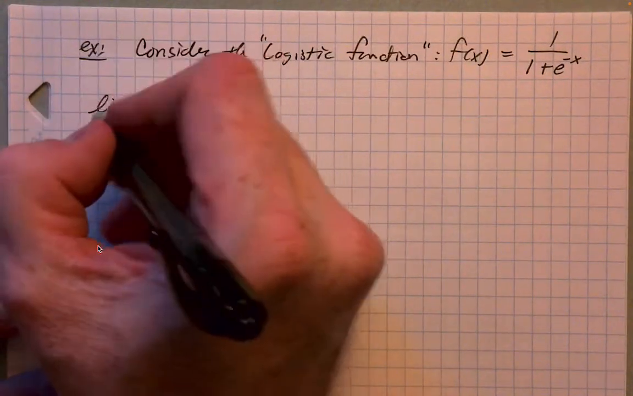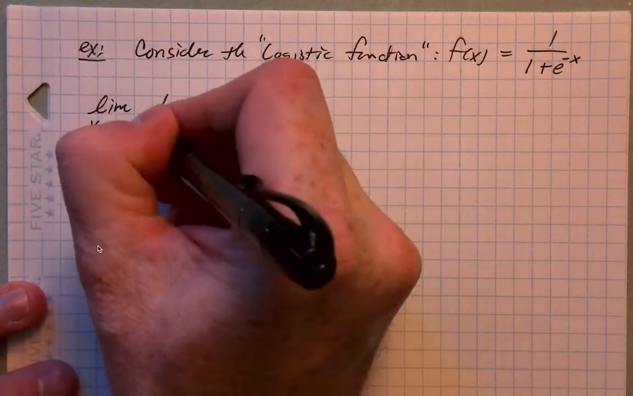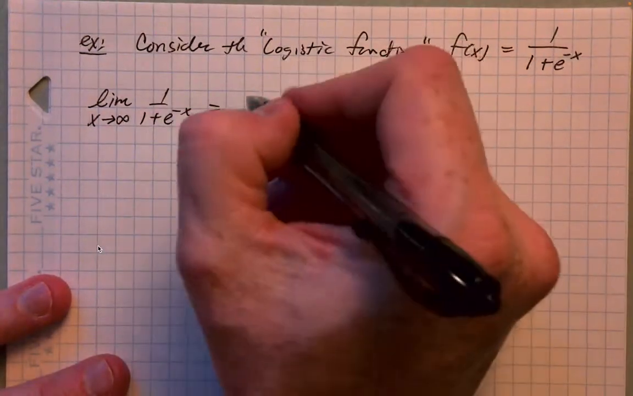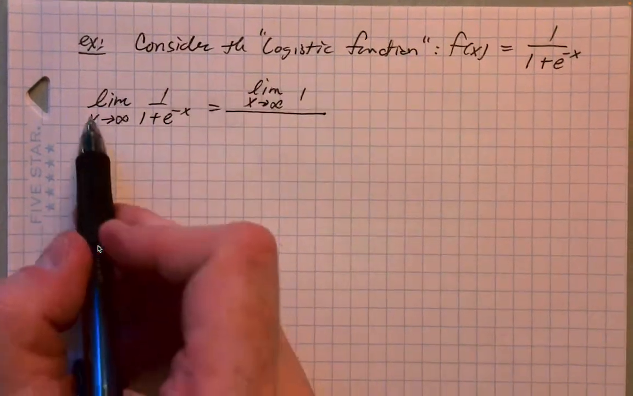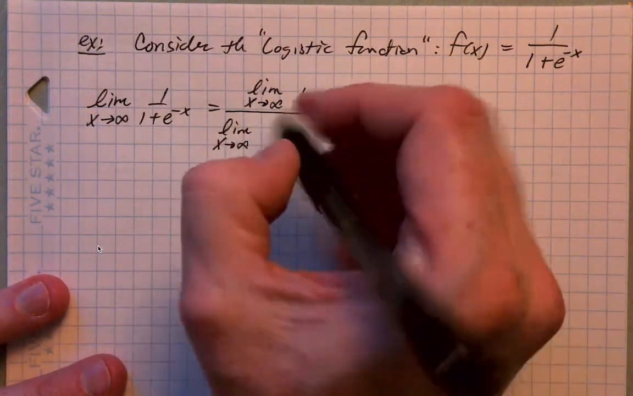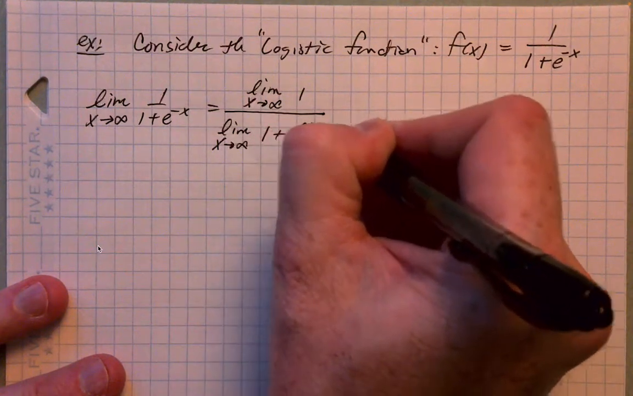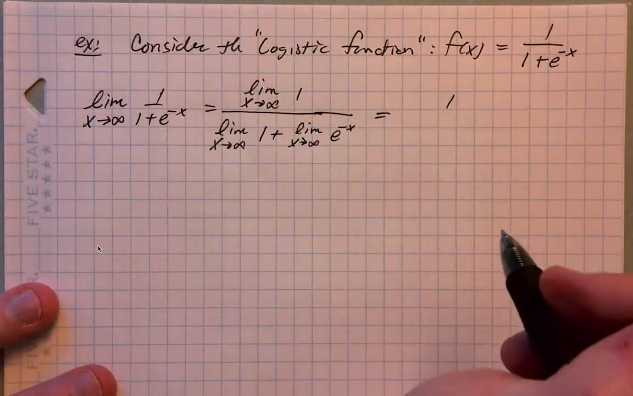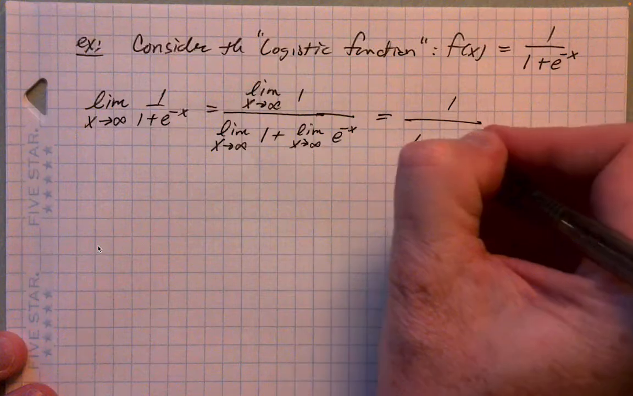So what is the limit of the function as x approaches positive infinity? Well, again, we can break this all up. And then I can move the limit into the denominator here as well, and I can also break it up. So I'm just going to do that in one step. Now what happens here? Well, this one is obviously 1. And what happens down below here? Well, this one is obviously 1 as well.